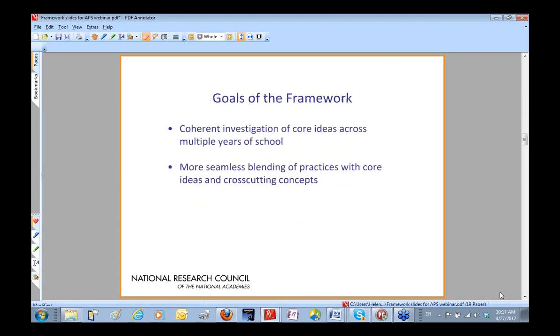So the goal of the framework is that students should, rather than learning a bunch of disconnected things in disconnected courses, really develop an understanding of certain core ideas of science across multiple years of school. And secondly, that they should experience a more seamless blending of science practice with science core ideas and cross-cutting concepts.